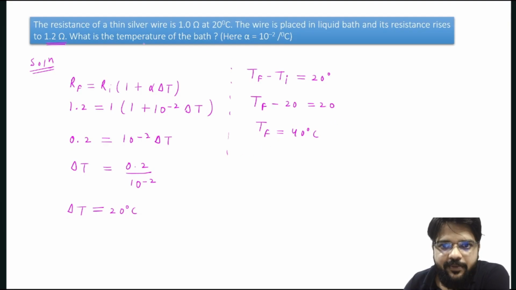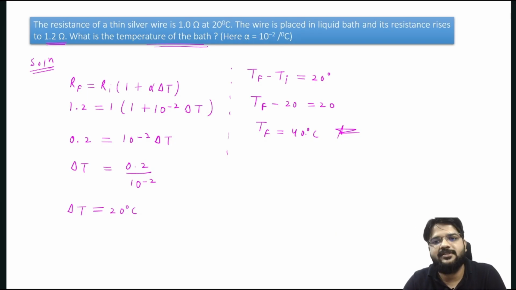So here we want the temperature of the bath, correct? So finally we are getting 40 degrees Celsius. So this is the correct answer for this question, 40 degrees Celsius. I hope this is clear to everyone, how we can do this question. Note down everyone.